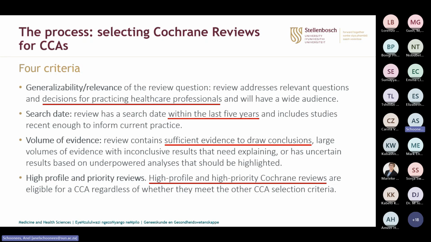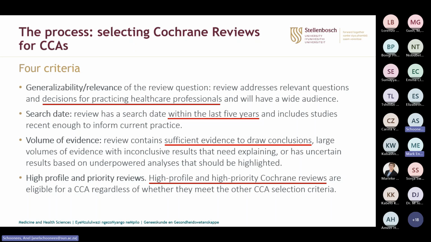Then they also look at the volume of evidence in the review. There needs to be sufficient evidence that one can draw conclusions that are relevant for practice. Sometimes there are reviews that have quite a large amount of evidence, and often it's difficult for readers to sift through the large volume of results. So a Cochrane clinical answer will be a good product to help tease out the various subsections of the questions and the evidence that goes with each subsection. So volume of the evidence is another criterion that they look at.